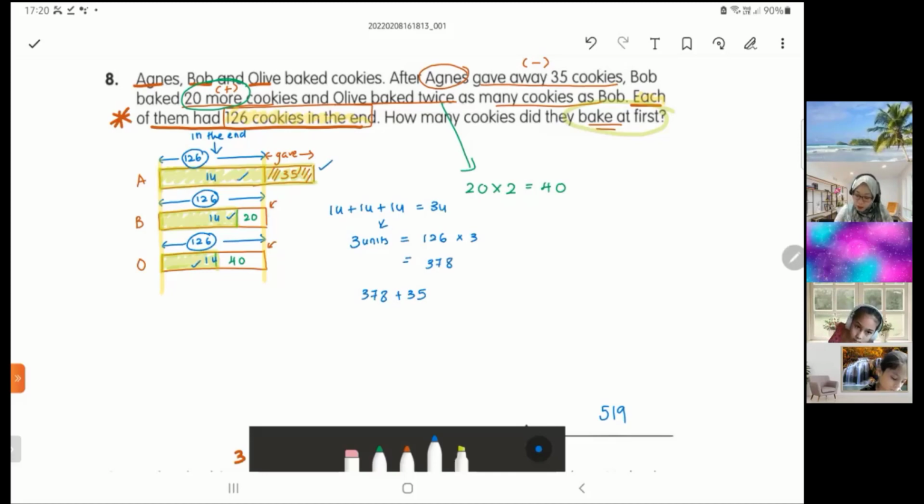Then you must take away this one because this is the big extra they added on. So you must take away minus 20, minus 40, and then you are going to get 353.